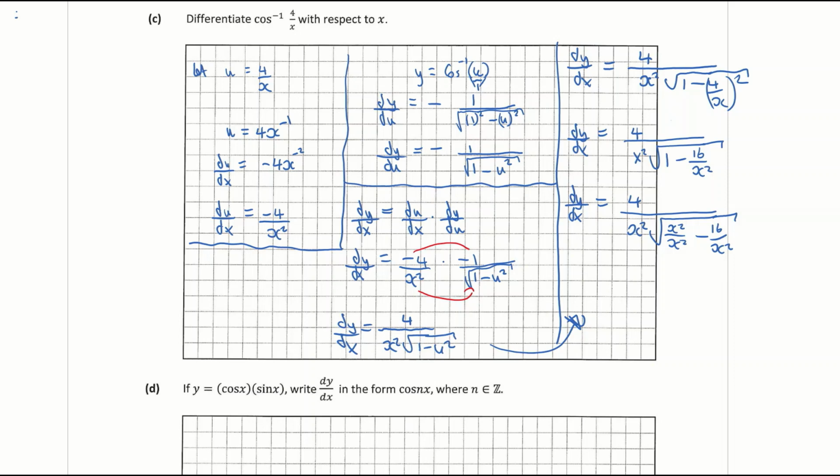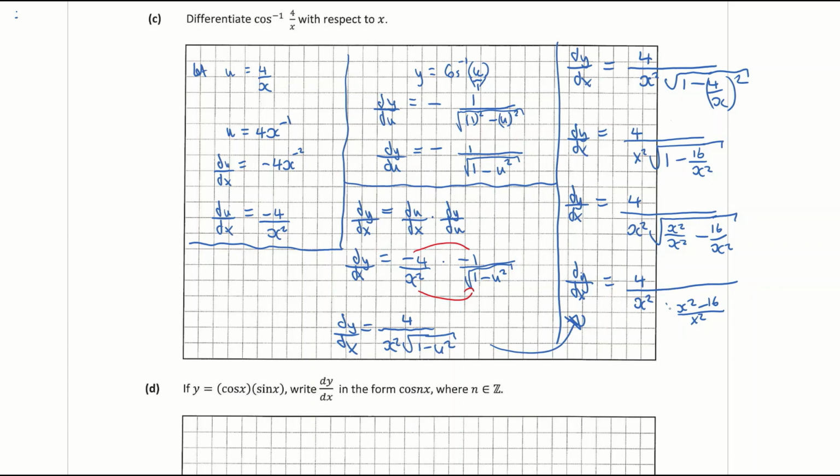Well, let's make it a single fraction first of all. So dy/dx is equal to 4 over x squared times the square root of x squared minus 16, all over x squared. That's another way we could write it. Let's make our square root a little bit neater. What we could do is open up that square root and put it to the top and the bottom again, coming from our log table.